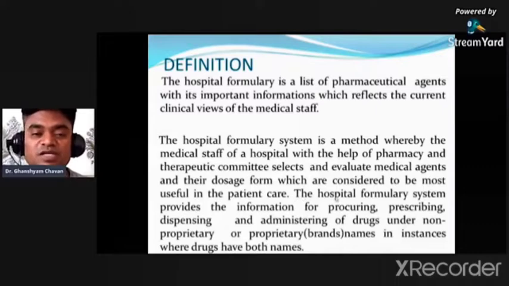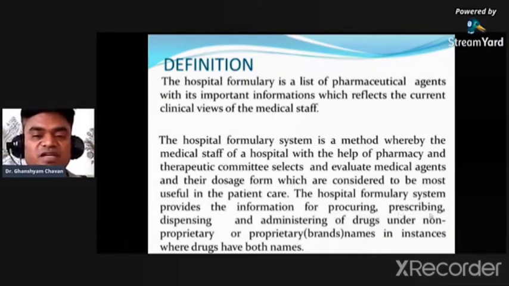The hospital formulary system provides the information for procuring. It provides information for purchasing of the drug, and how they will purchase. They will ask for quotations from the companies, and from those quotations, they will select the best quotation and place the order. They will place the order for those specific drugs.